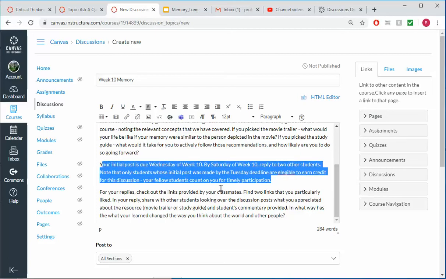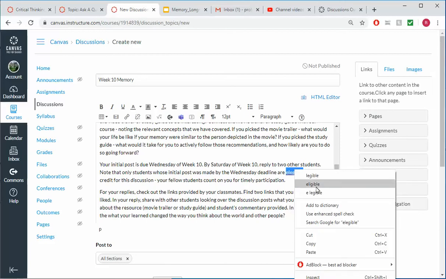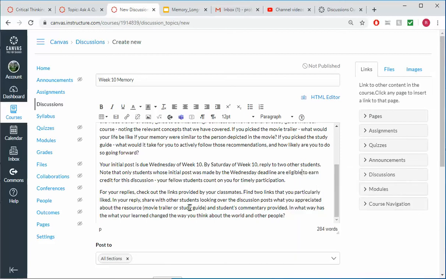By Saturday of week 10, reply to two other students. Note that only students whose initial post was made by the Wednesday deadline, I changed those deadlines, are eligible to earn credit for the discussion. And the reason why I'm saying this is, if they didn't post by the Wednesday deadline, then when the students go to make their replies, they don't get to see a student present. So students are counting on one another, so that first deadline is really important. They have to make that initial post so the flow of the course works.